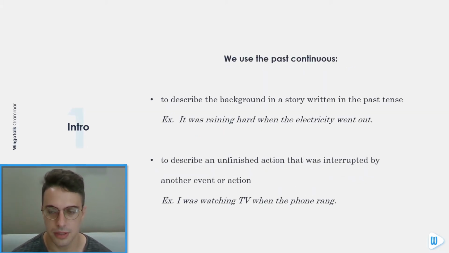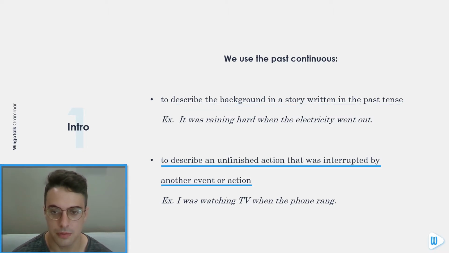We use the past continuous to describe the background in a story written in the past tense. Example: It was raining hard when the electricity went out. To describe an unfinished action that was interrupted by another event or action. Example: I was watching TV when the phone rang.